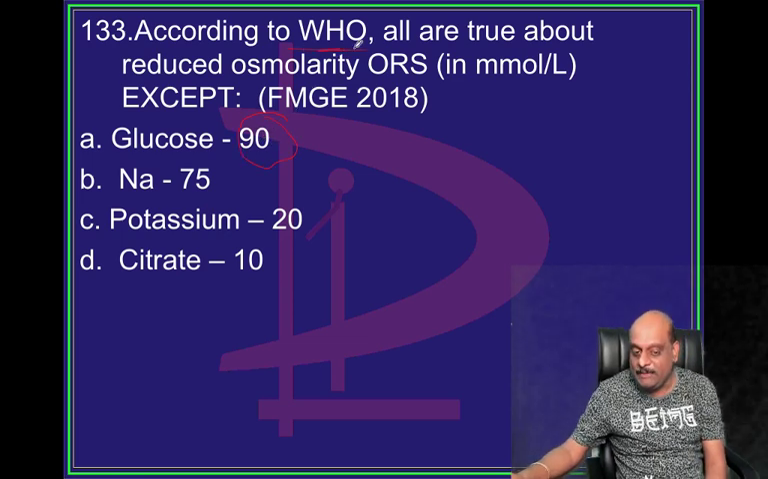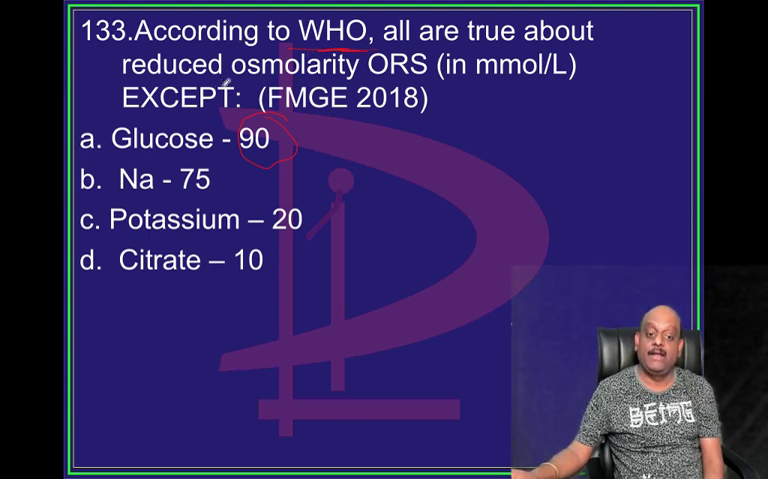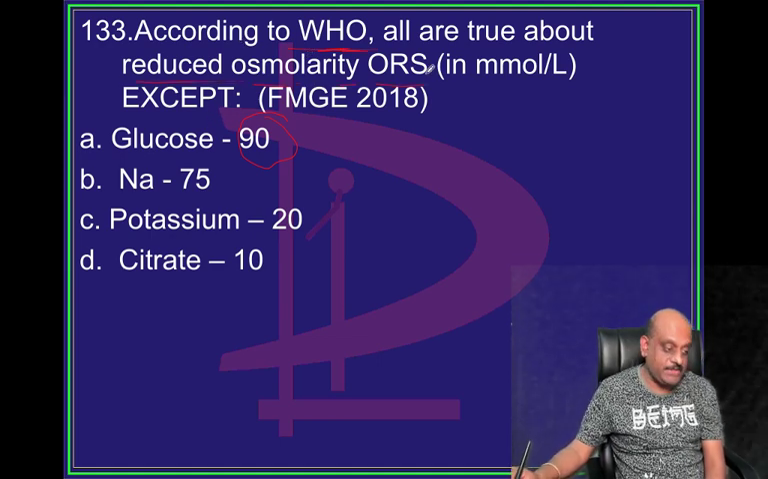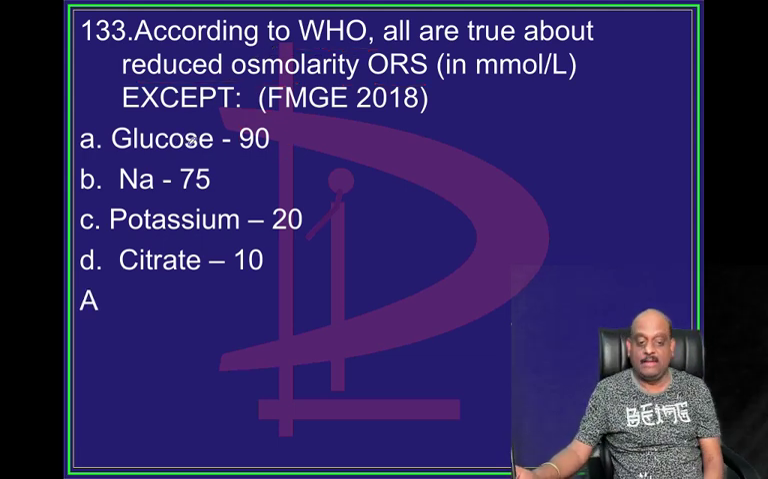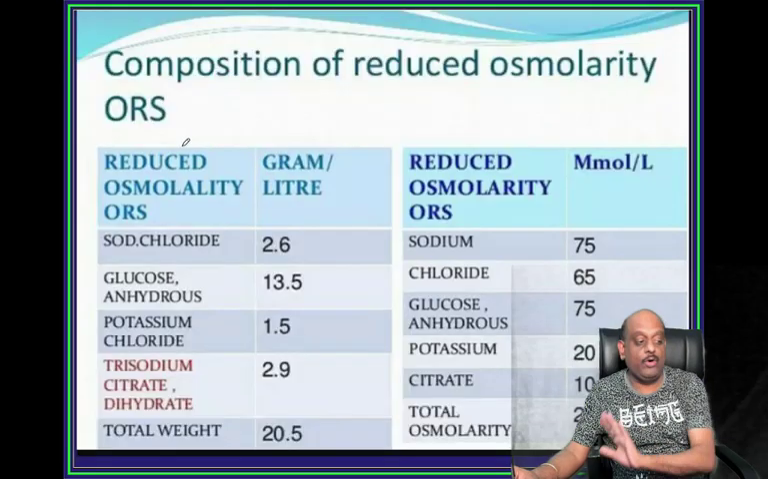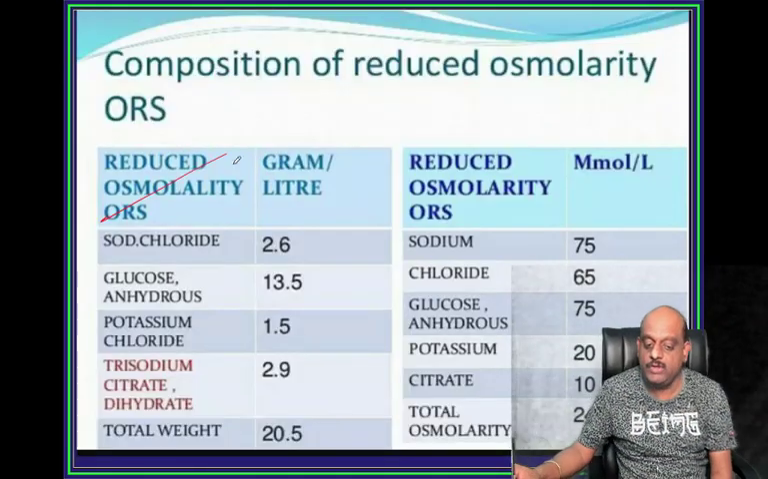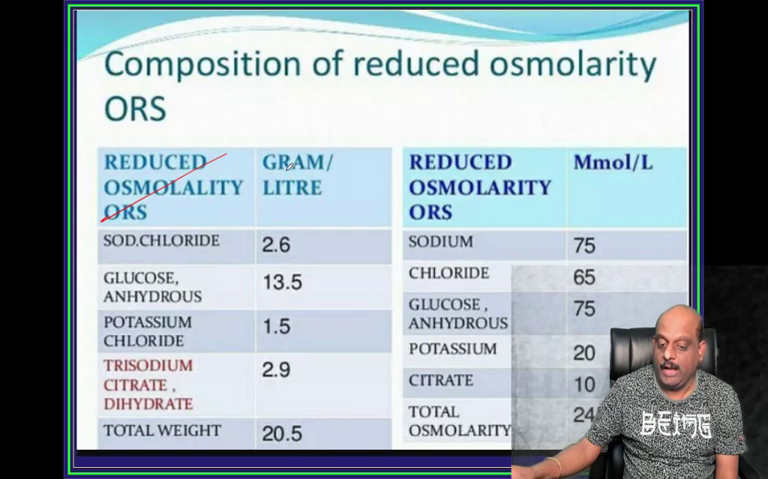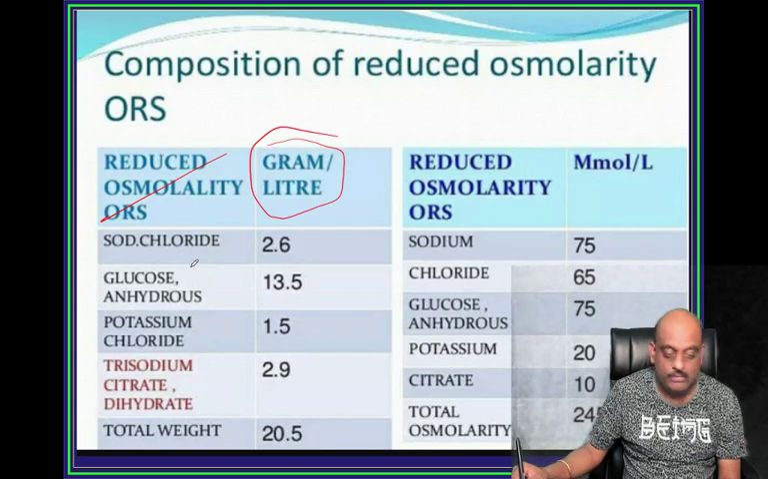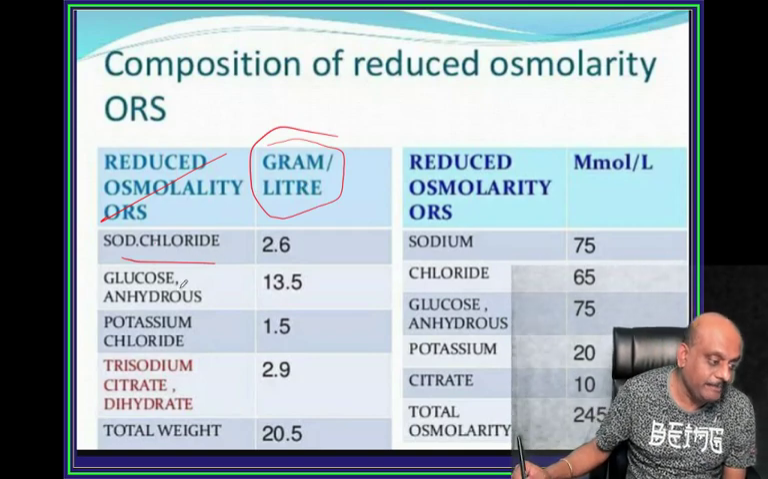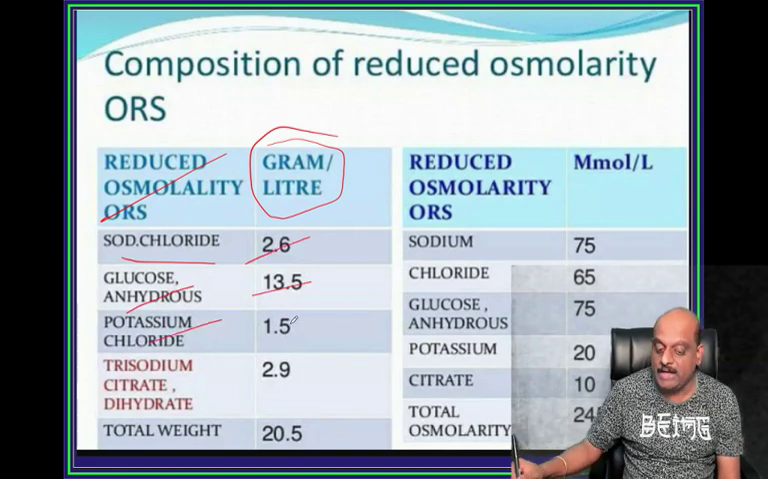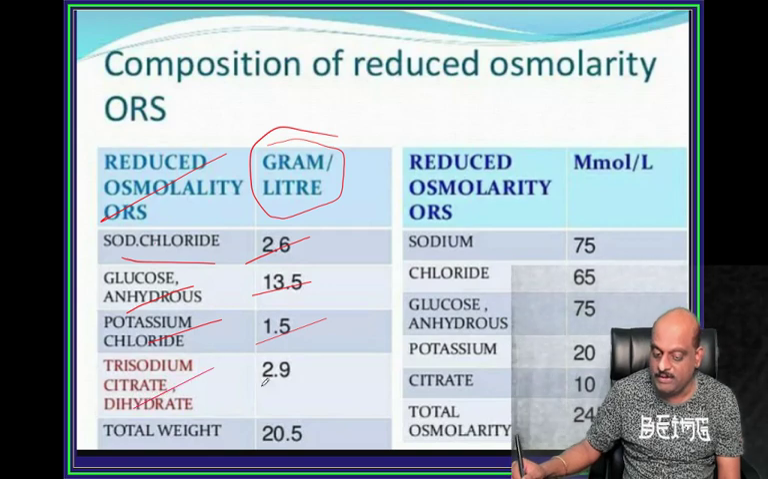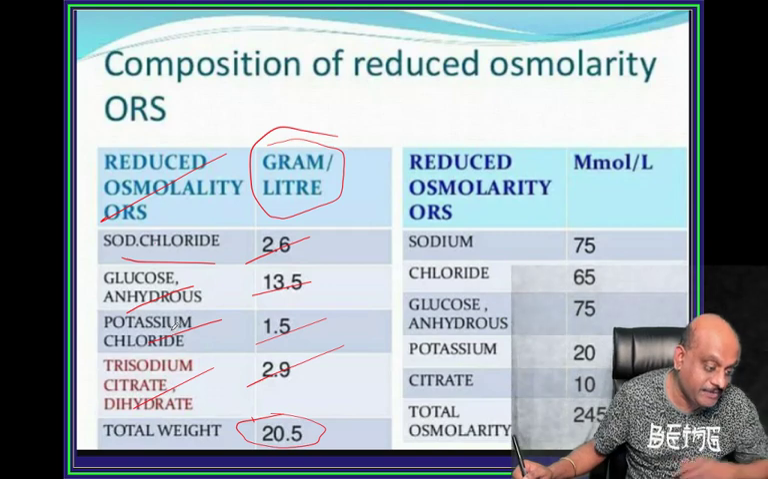So, according to the WHO, reduced osmolarity ORS. What is exact? You should be very sure about the reduced osmolarity ORS. If we talk in grams per liter, sodium chloride is 2.6, glucose 13.5, potassium chloride 1.5, trisodium citrate is 2.9, total weight is 20.5 grams.